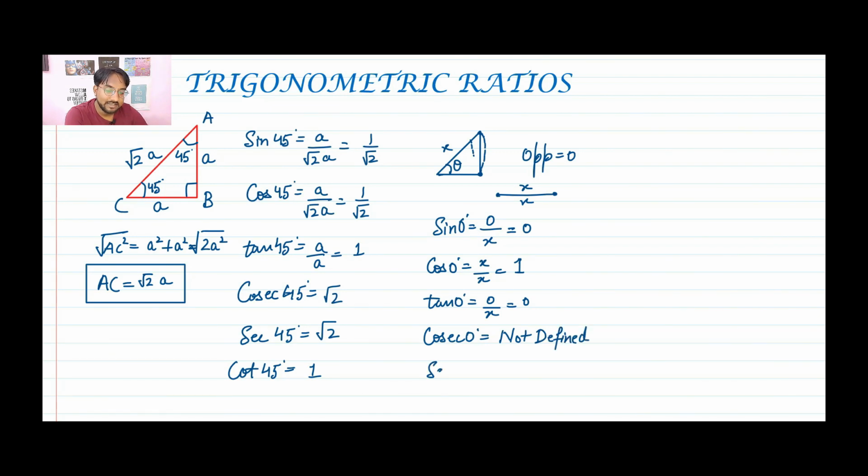Then secant 0, the reciprocal of cos, which is 1, so it will be 1 only. And then finally cot 0, the reciprocal of 0 by x, means x by 0, again it is not defined. So this is for 0 degrees. So this is how you can learn that in a right angle triangle, any angle, we are making that angle equal to 0. So the adjacent and hypotenuse become equal to each other, and opposite is 0.